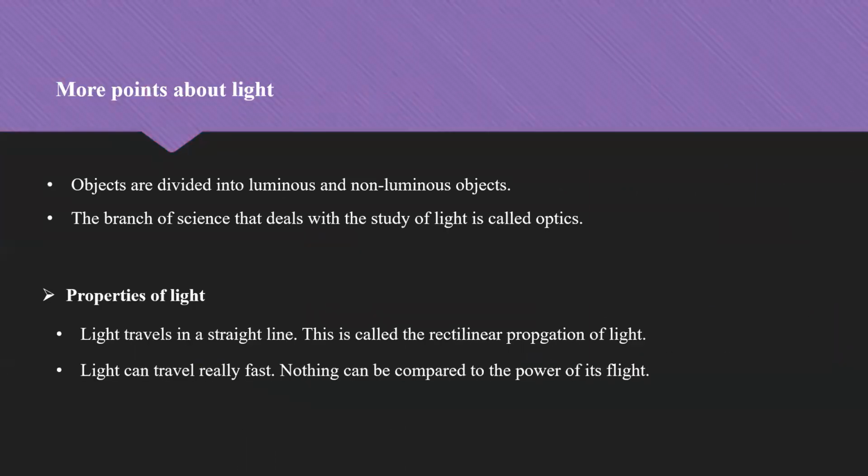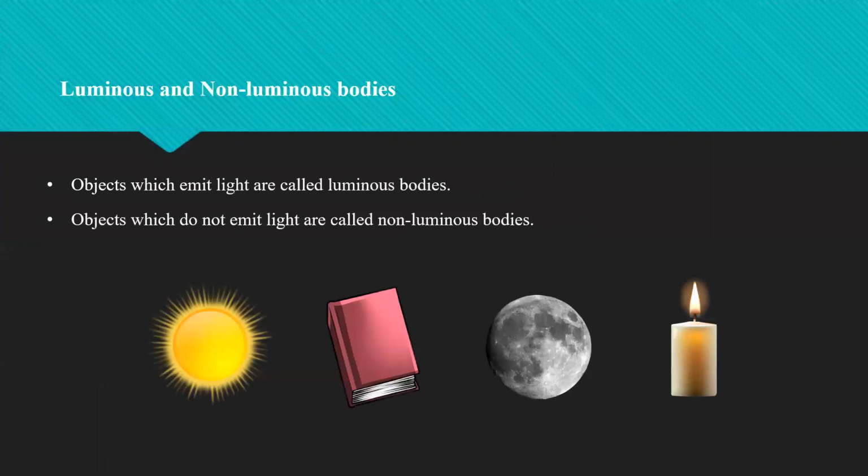Here are more points about light. Objects are divided into luminous and non-luminous objects. The branch of science which deals with the study of light is called optics. Here are a few properties of light. Light travels in a straight line. This is called the rectilinear propagation of light. Light can travel really fast. Nothing can be compared to the power of its flight.